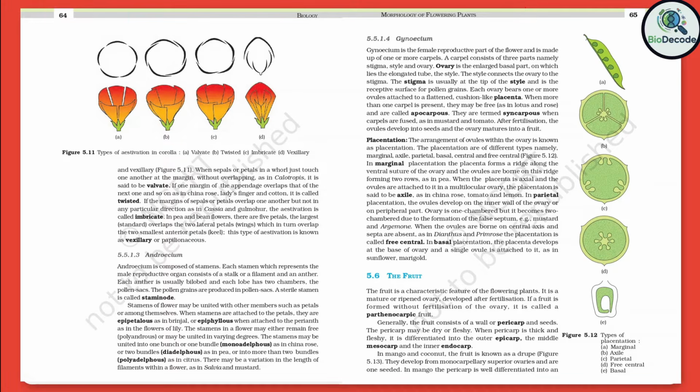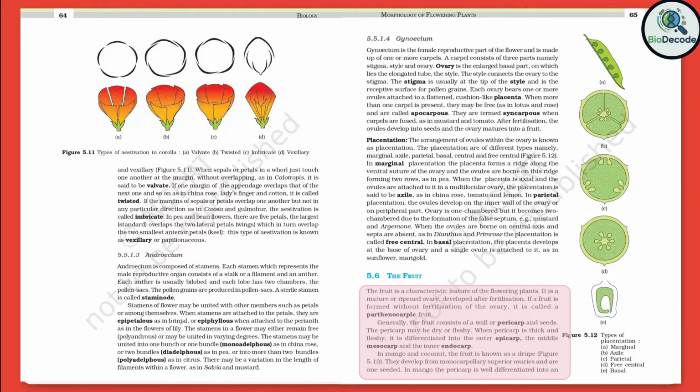The fruit. The fruit is a characteristic feature of the flowering plants. It is a mature or ripened ovary developed after fertilization. If a fruit is formed without fertilization of the ovary, it is called a parthenocarpic fruit. Generally, the fruit consists of a wall or pericarp and seeds. The pericarp may be dry or fleshy.